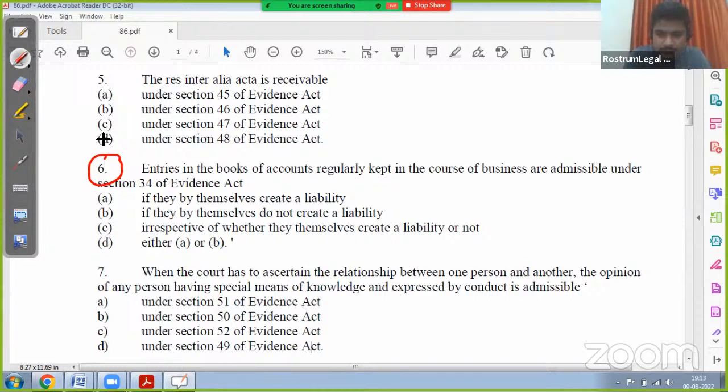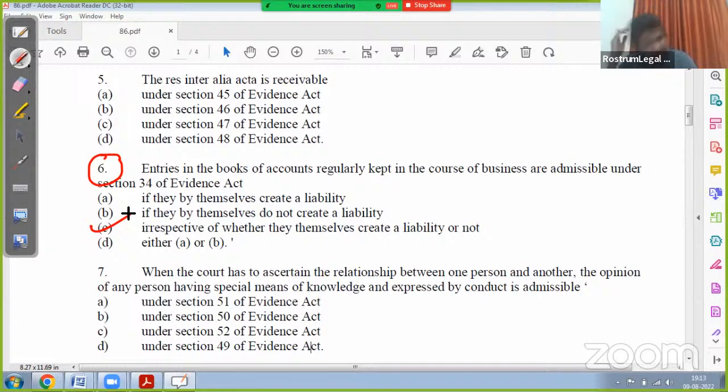हाँ जी. So its correct answer will be option C, irrespective of whether they themselves create a liability or not. Such kind of facts will become important or relevant. ठीक है.